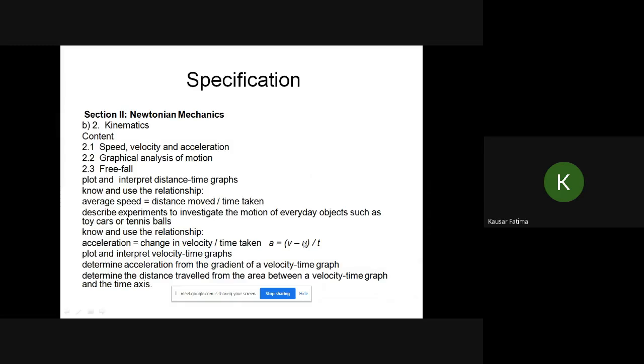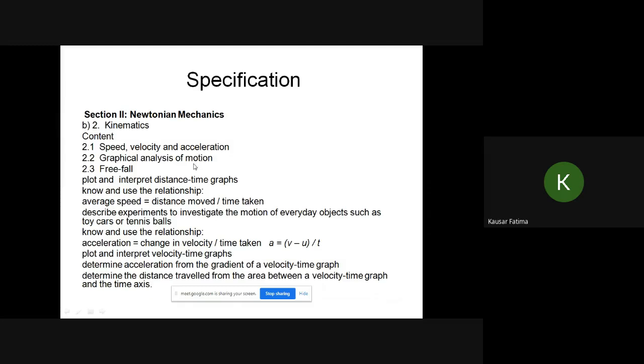So the first topic of this kinematics chapter is speed, velocity, and acceleration, and I have divided this into two parts. In the first part of this chapter, we will study distance and speed, and in the next video, you will study displacement, velocity, and acceleration.